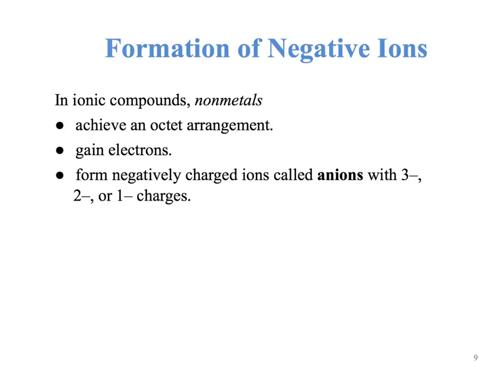So we just discussed cations. Let's talk now about anions. How do we form anions? Well, the non-metals are the ones that form anions. And they do it again to complete their octet. How do they form the anions? By gaining electrons.